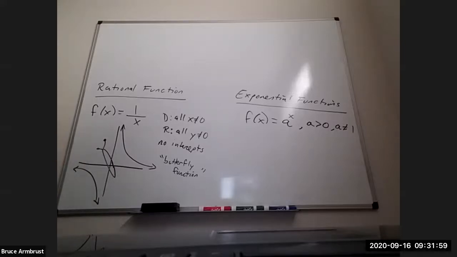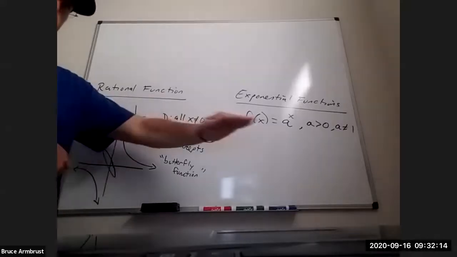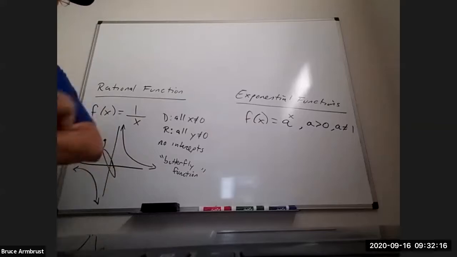The reason that we don't include the other base, 1, is really boring. Because if you take 1 to any power, you always get 1, which means it's a constant function. So we already know what those look like.